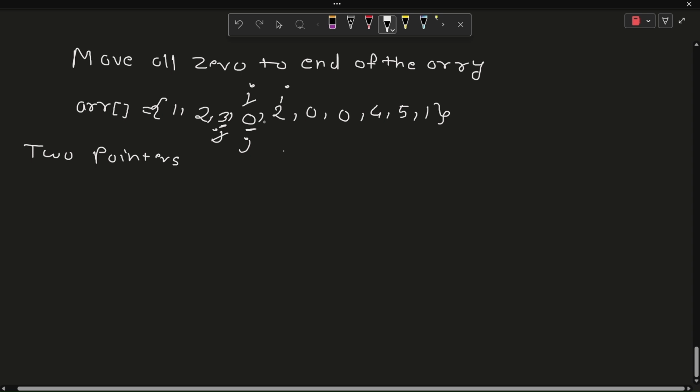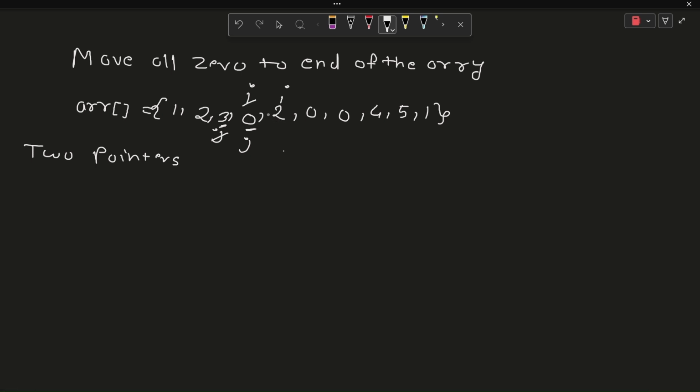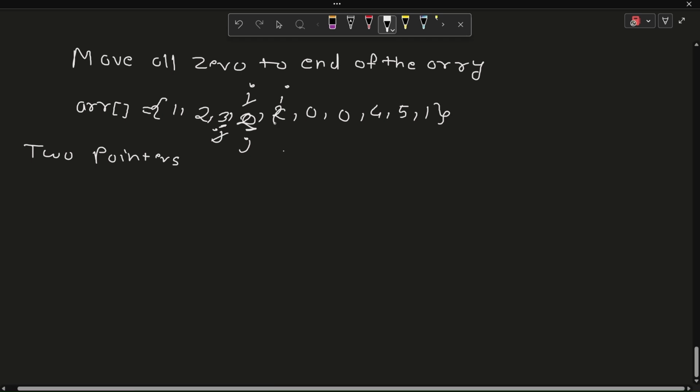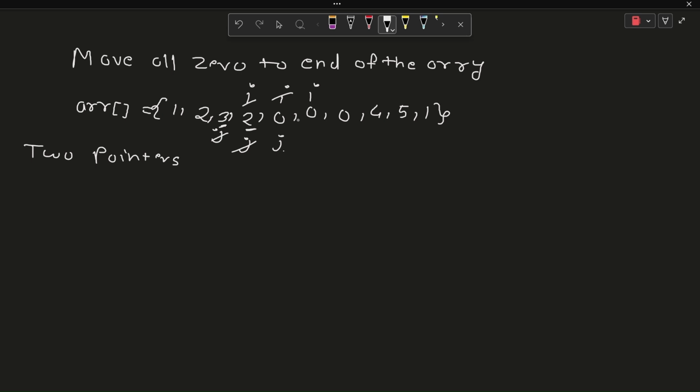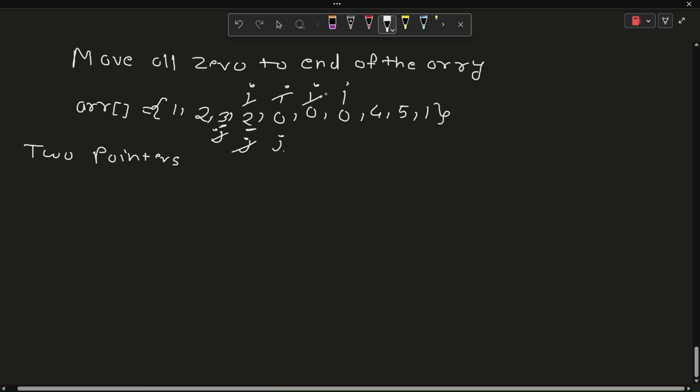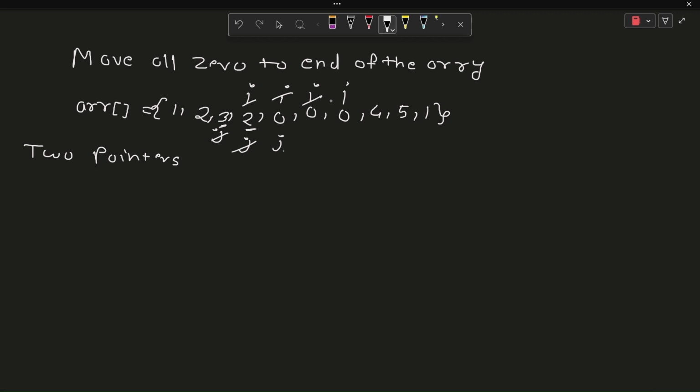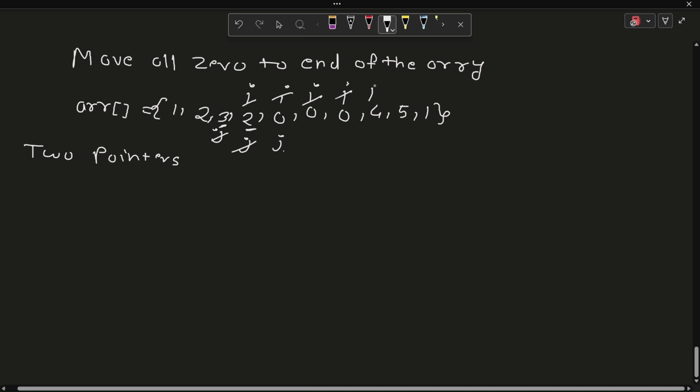And now, hey 2, are you a non-zero element? And the 2 will say yes I am. Then we will swap the 2 with 0, and after swapping the 2 will be here and the 0 will be here. And then we will move our j pointer to the front and our i pointer will also move to the front. So now, hey 0, are you a non-zero element? And the 0 will say no. Then we'll just move forward, and in this case also 0 is not a non-zero element, so we'll just move forward.